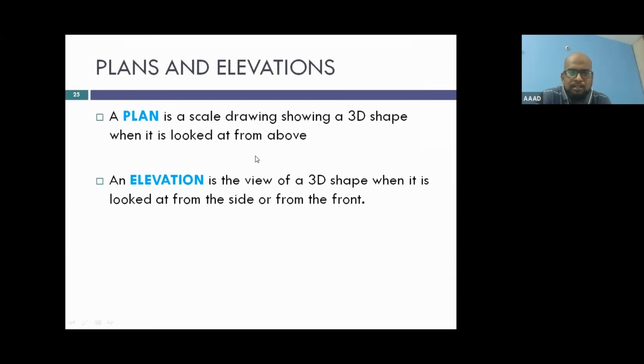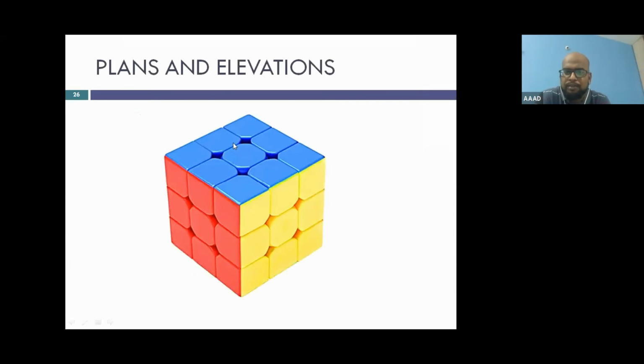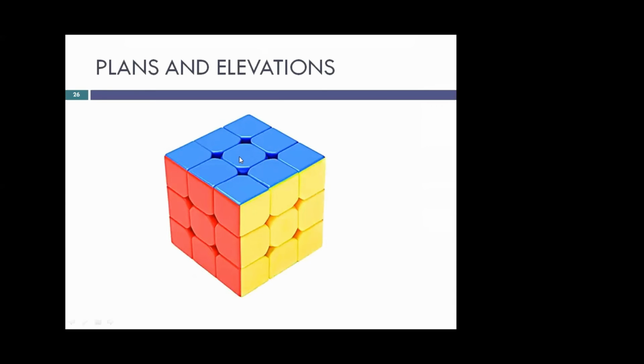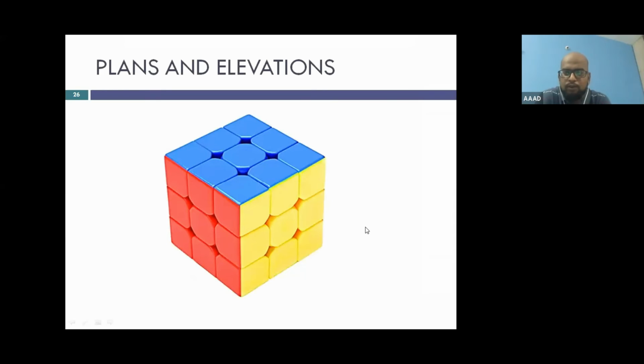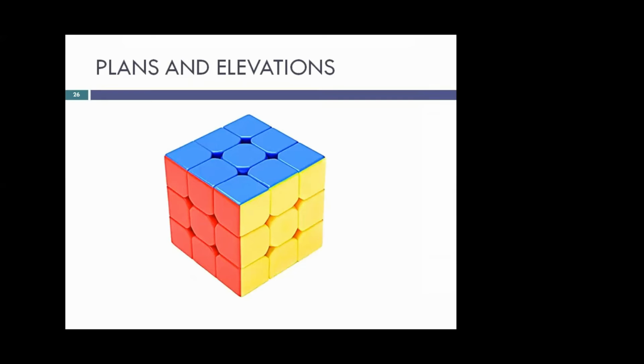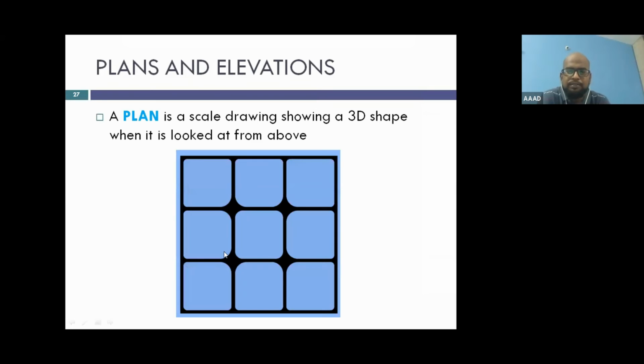Okay, so for example, we have a Rubik's cube here. It's a 3D object. So what would be the plan of this cube? Can you guys tell me? The blue part. So how would it look when you show the plan? Plain square. Plain square, yeah. So it's the top view of the object. So it's going to be a plain square with the details, the divisions into 9 squares, right?